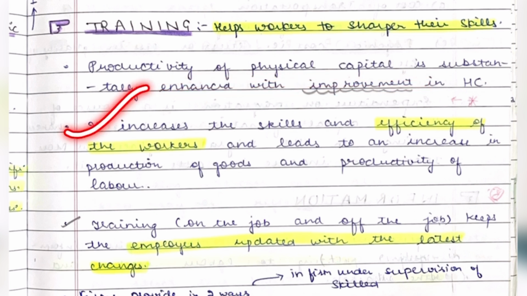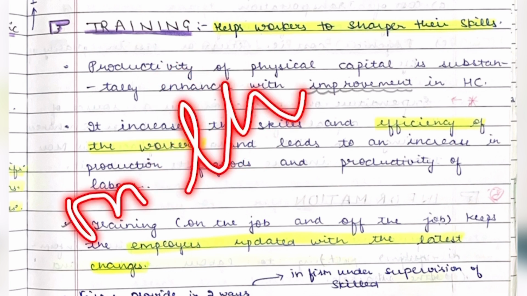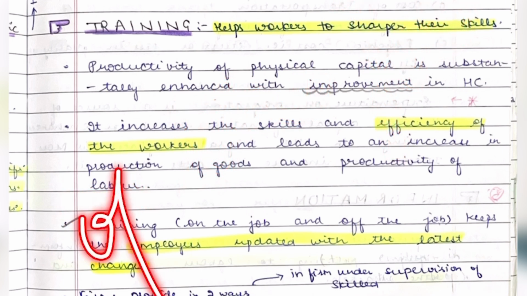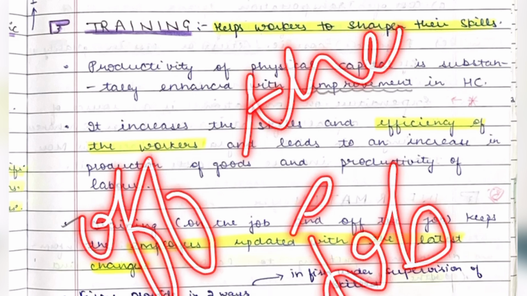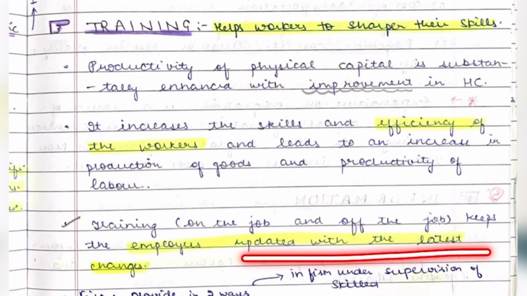Then the second point is it increases the skills and efficiency of the workers and leads to an increase in production of goods and productivity of labor. This is also the same as our first point. Training is of two types: on the job training and second is off the job training. So our fourth point is that training keeps the employees updated with the latest changes.